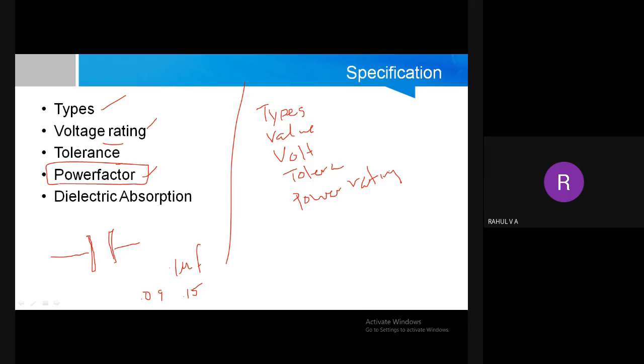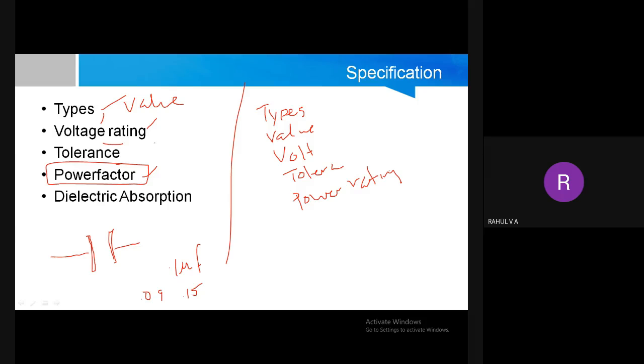Okay, so types, you can say one more thing, value. I can add that point also along with that one. What is the value of capacitance? Type, then value, voltage rating, tolerance, power factor, and dielectric absorption.